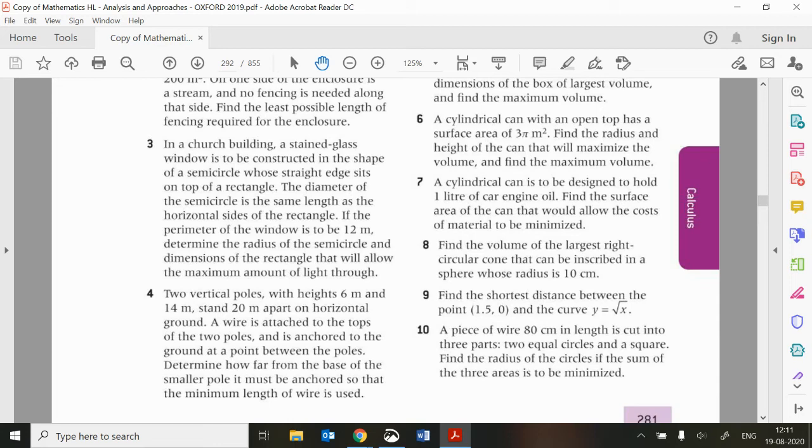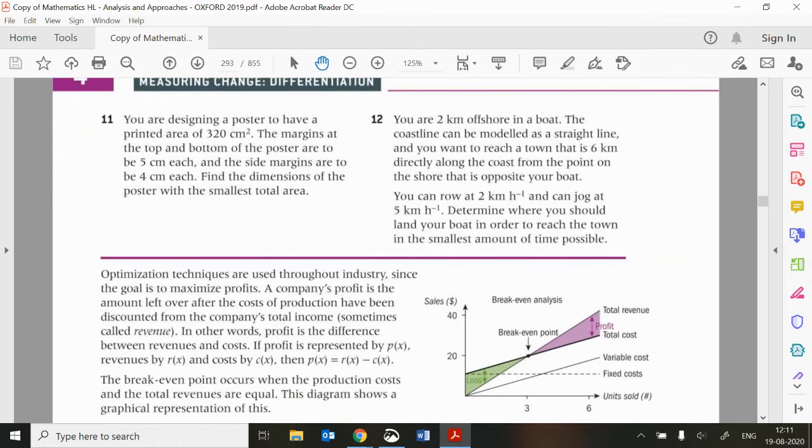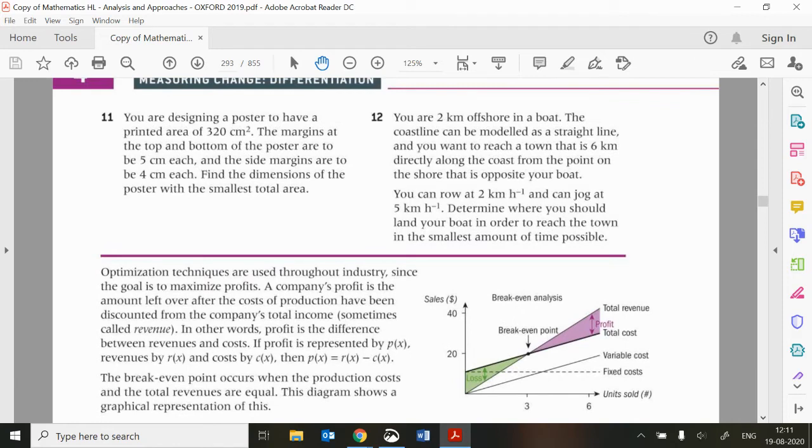And these might give you ideas as to where to go for an IA for your coursework. So be thinking about that as you're going through these questions. Now, there's 2 more questions there as well. So, they're going to be difficult to set up.